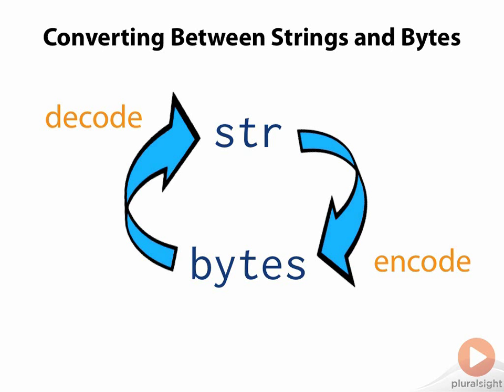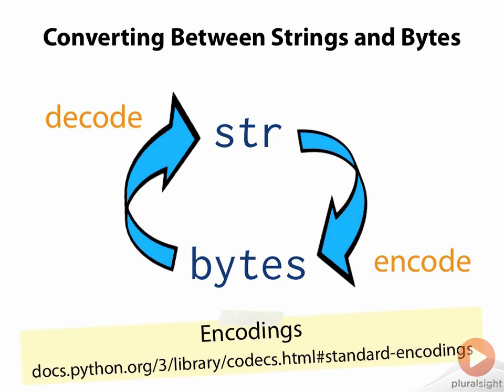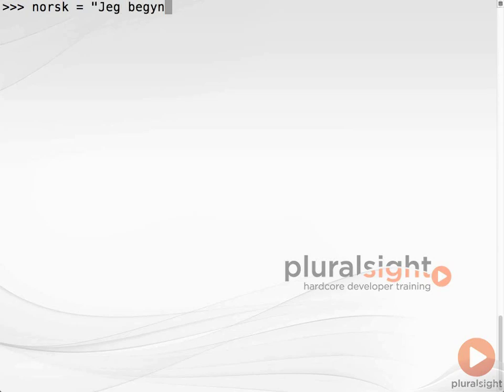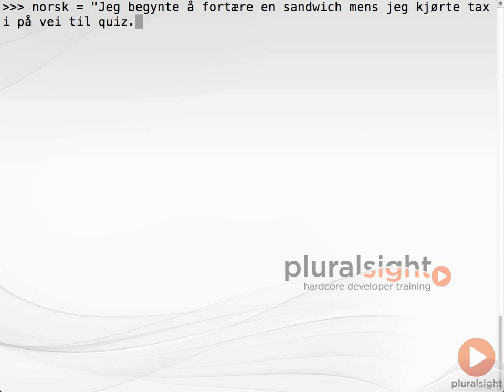To convert between bytes and strings, we must know the encoding of the byte sequence used to represent the string's Unicode code points as bytes. Python supports a wide variety of encodings, a full list of which can be found at python.org. Let's start with an interesting Unicode string, which contains all the characters of the 29-letter Norwegian alphabet, a pangram. We'll now encode that using UTF-8 into a bytes object.